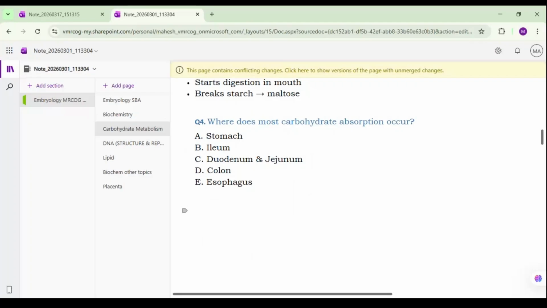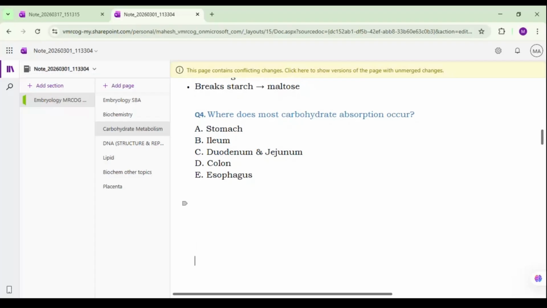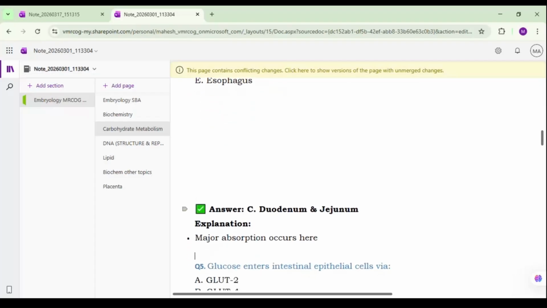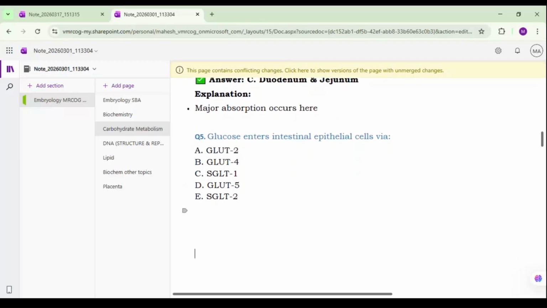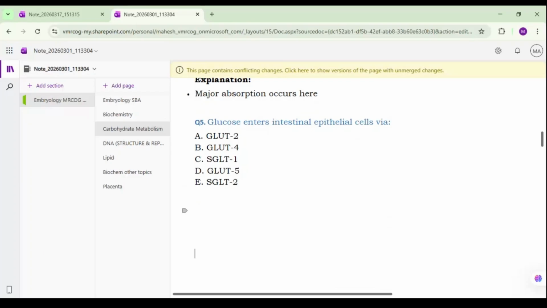Next. Where does most carbohydrate absorption occur? Option C, duodenum and jejunum. Correct. So carbohydrates are getting absorbed in the duodenum and jejunum. Major absorption is happening here. Next. Glucose enters intestinal epithelial cells via SGLT1. Option C.